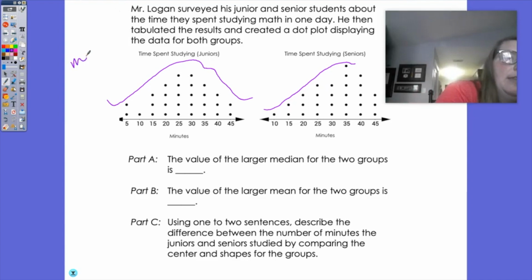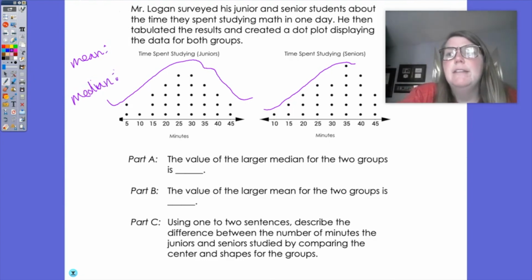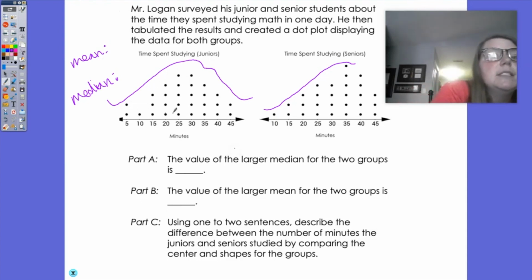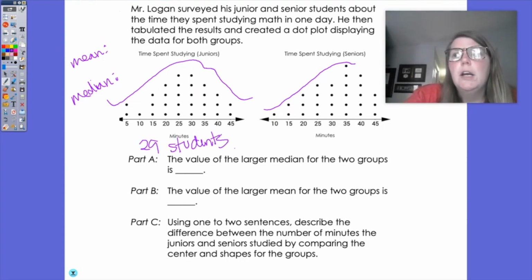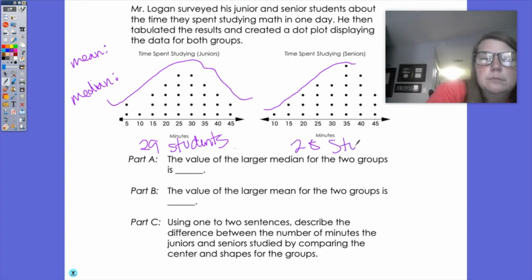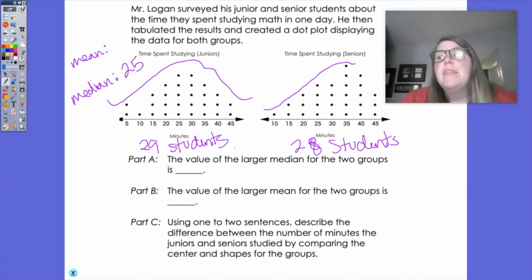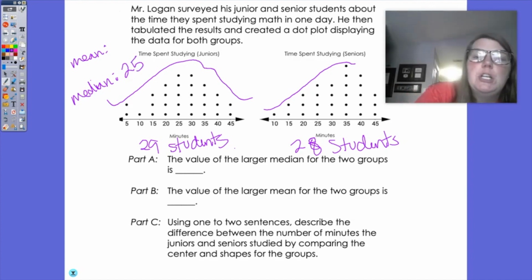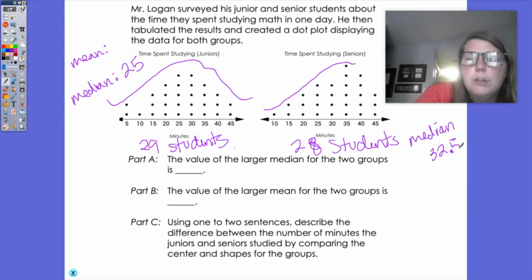So we're going to find the mean and the median for each of these data sets. Again, this is something that I did a little bit ahead of time. For the juniors, there are 29 students. And then for the seniors, there are 28 students. And I'll just let you know, for the juniors, the median here would be 25. And then the median for the seniors was 32.5. And that's something I calculated previously. You can do that on your own too.